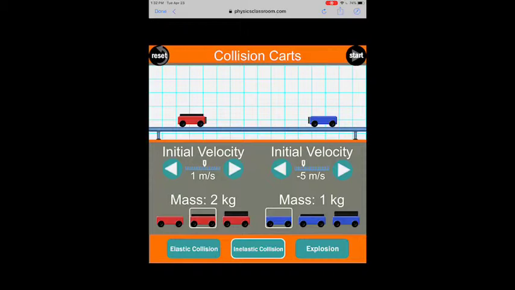It's going to be moving to the right. Our blue is also going to have a mass of 2 kilograms, and we want it to be stationary to begin with. We want it to have 0 meters per second velocity. Okay, that's the setup. Now we want the total momentum.